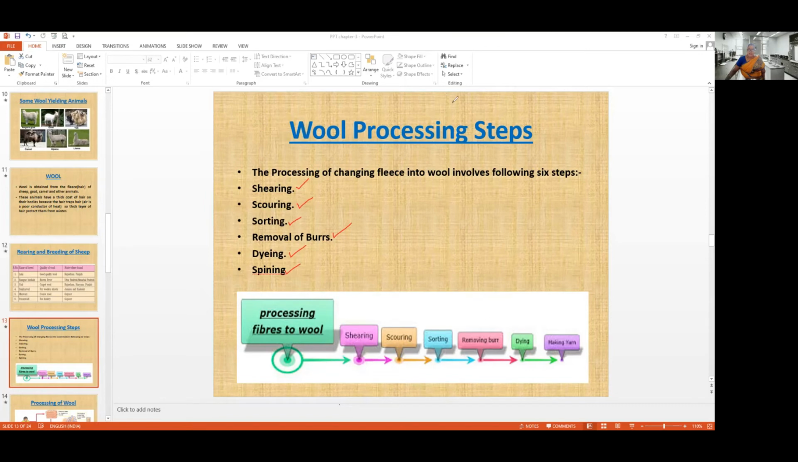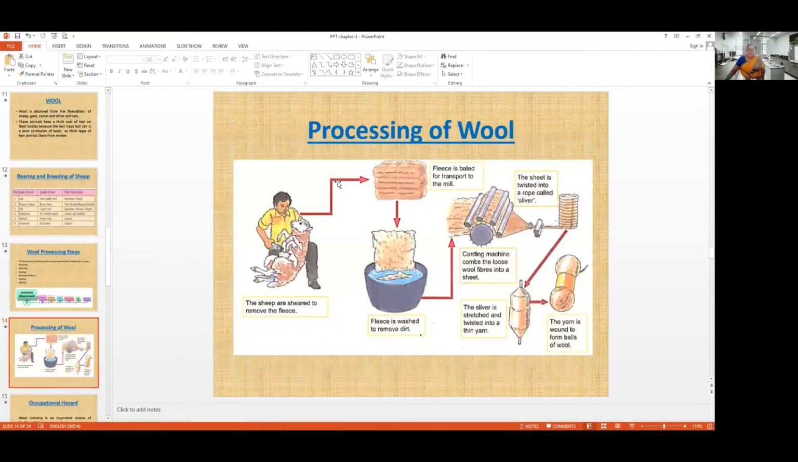So next, what are the first steps? Shearing, scouring, sorting, removal of burrs, dyeing and spinning. So these are all the steps involved in the processing of wool. Now see, shearing. The sheep are sheared to remove the fleece. Initially they did it with scissors, but now they are using a shearing machine. Next, fleece is washed to remove dirt. This is scouring.